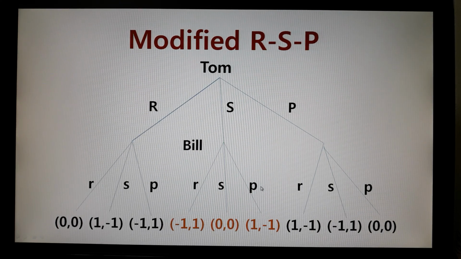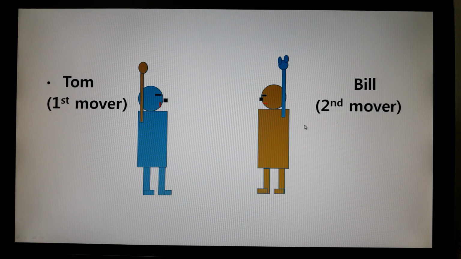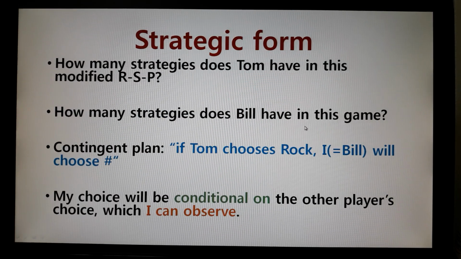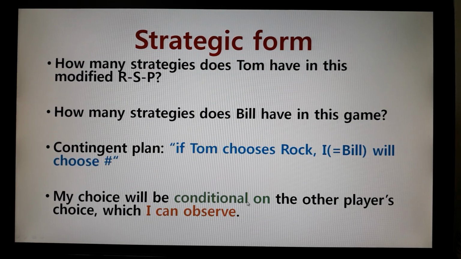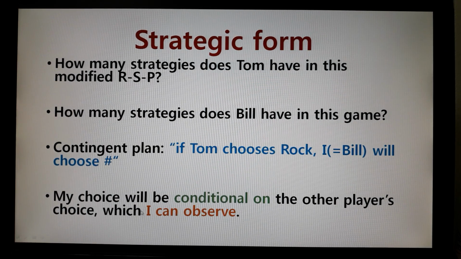In this case, I will do that. So Bill's answer is contingent on what Tom would choose. So if Tom chooses something, I will do this. Okay? So the choice of Bill should be conditional on the other player, here Tom, whom Bill can observe. If the second player, like Bill, observes what the other player, Tom, chose, then Bill's choice should be conditional on whatever Tom has chosen.